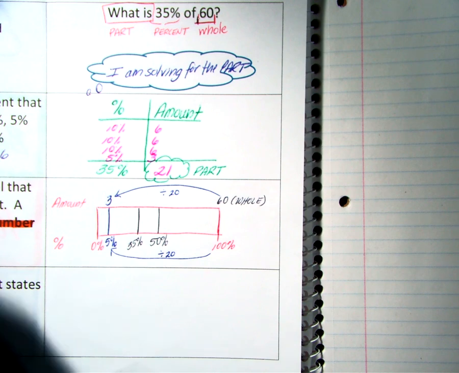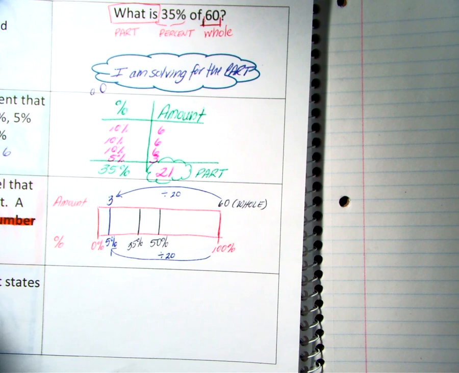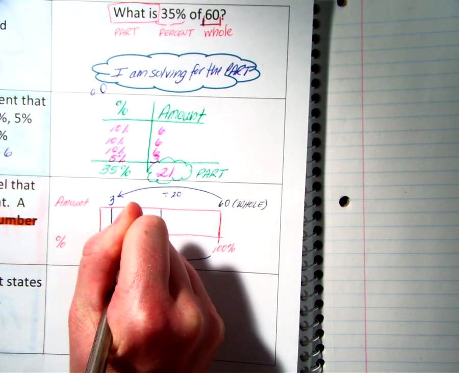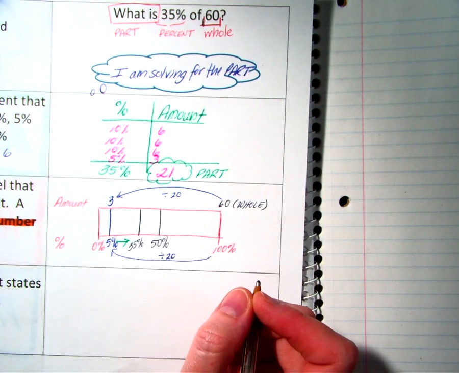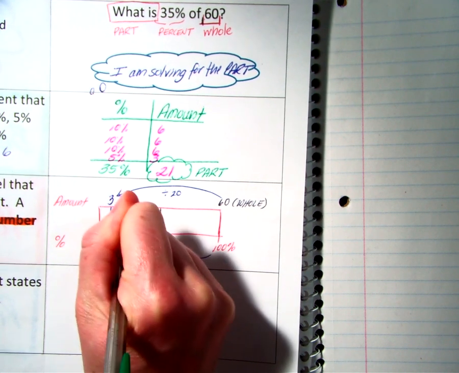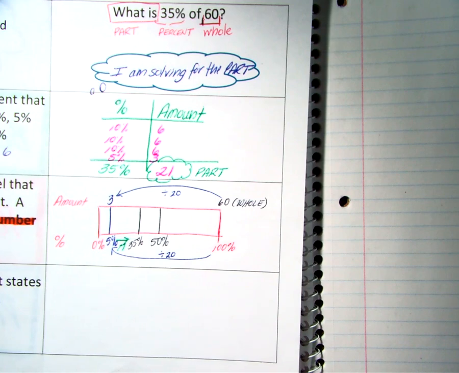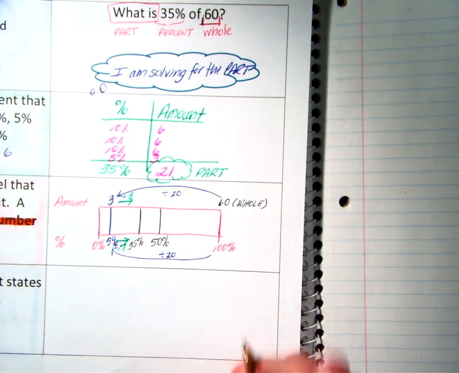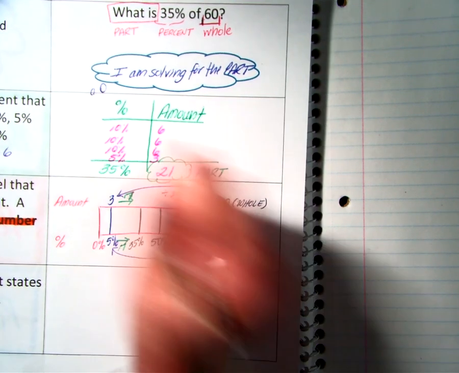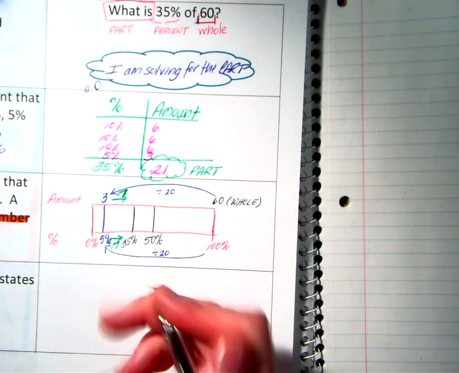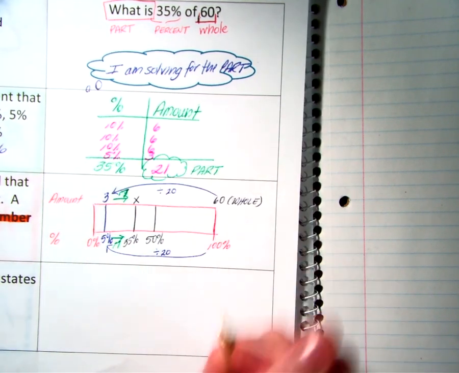Now I want to scale up from 5% to 35%. I want to go from here to here. What do I have to multiply by to scale from 5% to 35%? Times 7 is correct. Good job. Which means I'm going to do 3 times 7, and I'm going to get the missing amount here. The missing amount could be x.